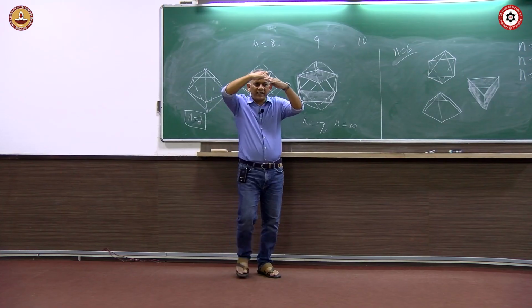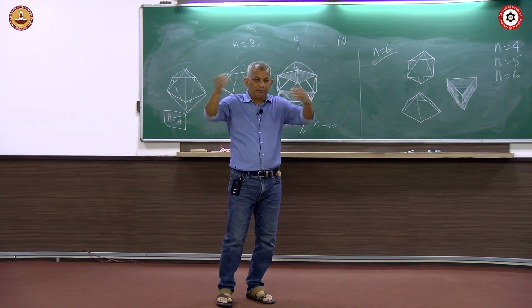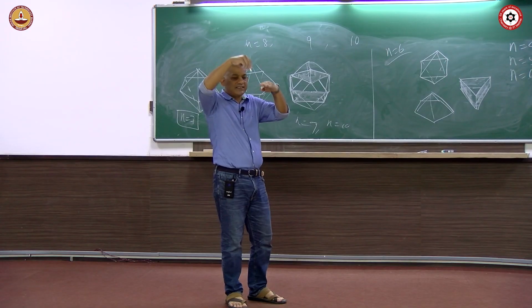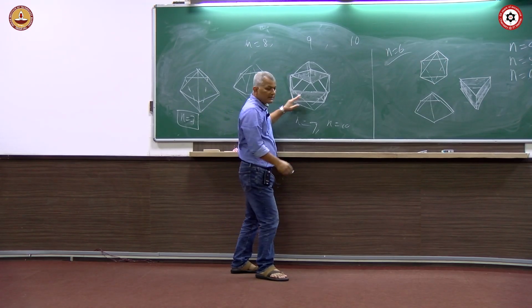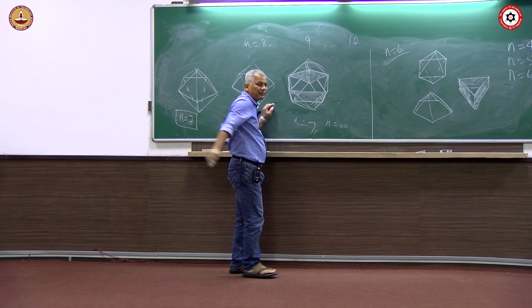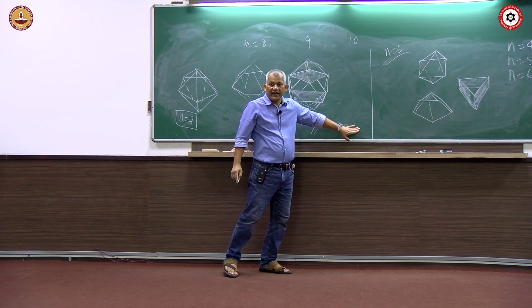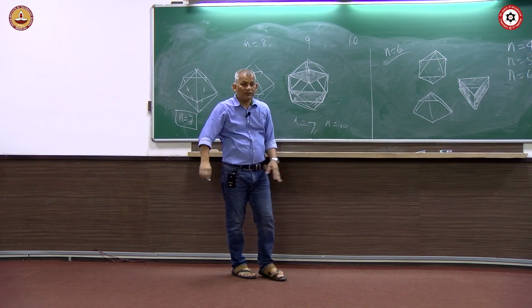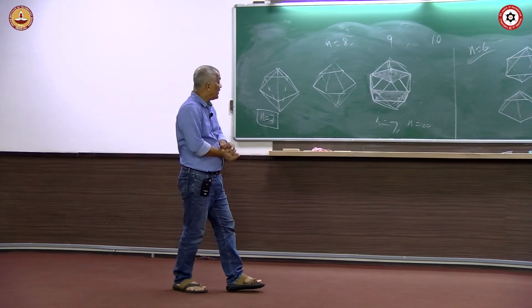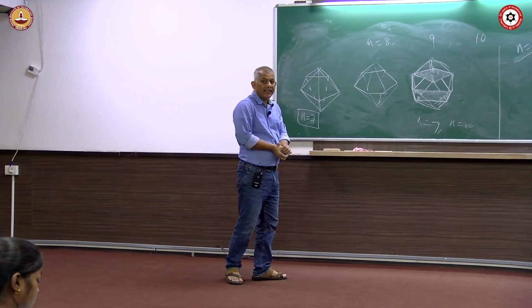Capping with a square is very easy because it's like a square pyramid. You're just putting a cap on your square face. This is a square face, you are putting a cap. It's a square face, you are putting a cap. So 9 and 10, you can generate from the square capping of the square antiprism. So that gives you 9 and 10.